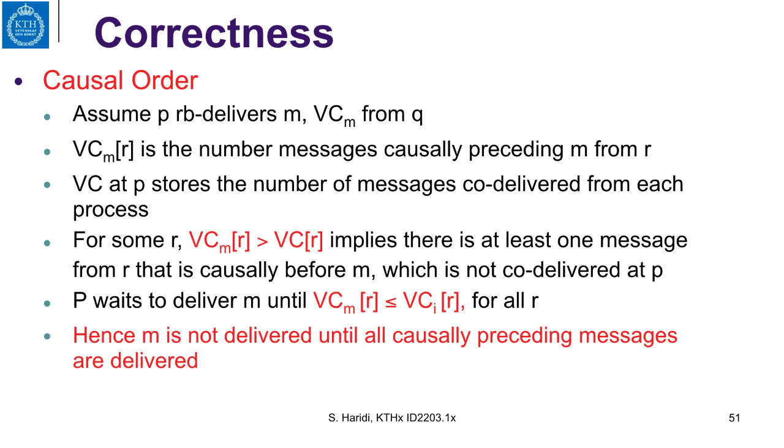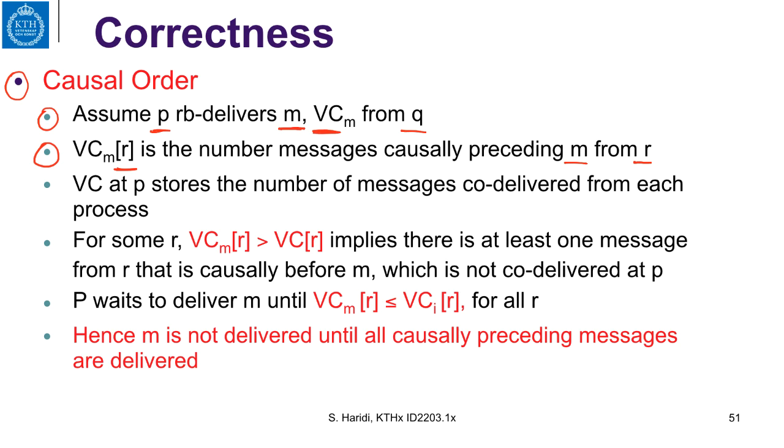Now let us look at the causal order, which says if a process causally delivers a message, then it has causally delivered all preceding messages. So let us see what we can do here. Assume we have a process P, and P reliably delivers M with this vector from a process Q. So we have a message coming from a process Q with that vector timestamp. Now let us look at an arbitrary field in that vector timestamp, and we call it R. That specific field is the number of messages causally preceding M from R.